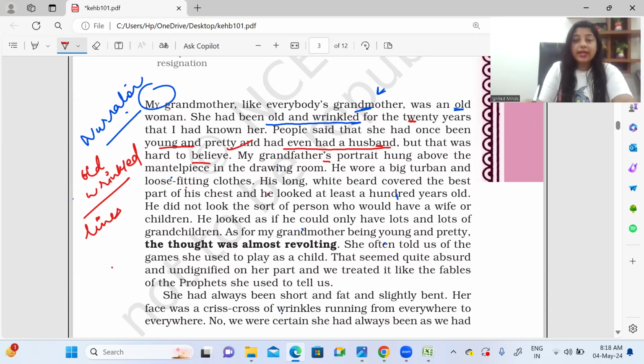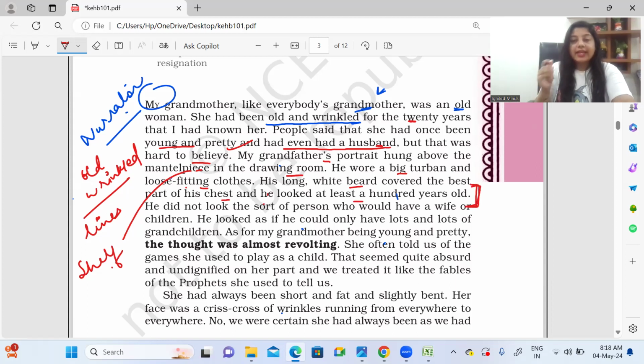"My grandfather's portrait hung above the mantelpiece." Mantelpiece here means a shelf, a normal shelf, in the drawing room. So he had only seen his grandfather in the portrait. He has not been able to see his grandfather in real life, but the portrait of his grandfather is hung above the shelf. "He wore a big turban and loose-fitting clothes. His long white beard covered part of his chest, and he looked at least 100 years old."